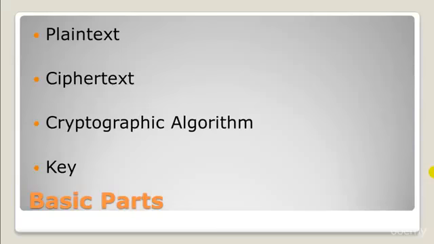After that, we have the final part, that is the key. It is a mathematical value or formula or process that determines how a plaintext message is encrypted or decrypted. The key is the only way to decipher the scrambled information. And yeah, these are the four parts of cryptography and how it looks.